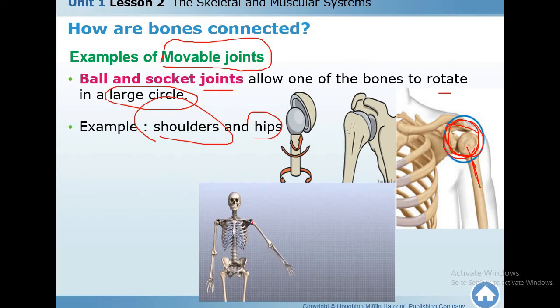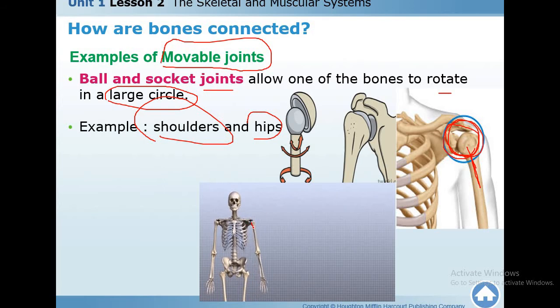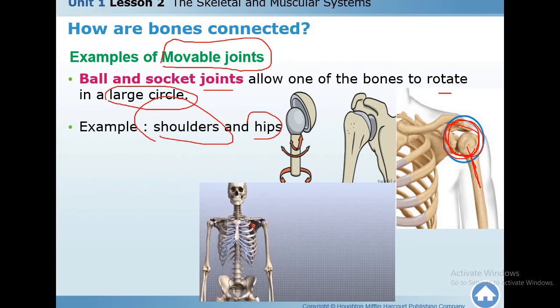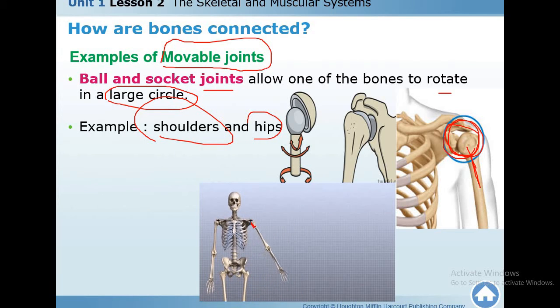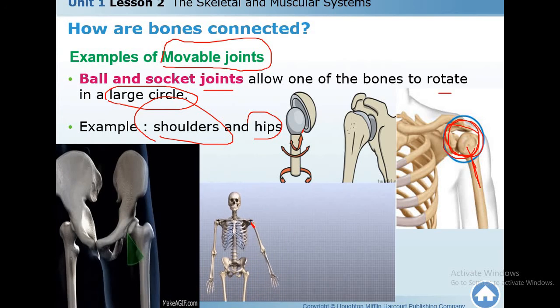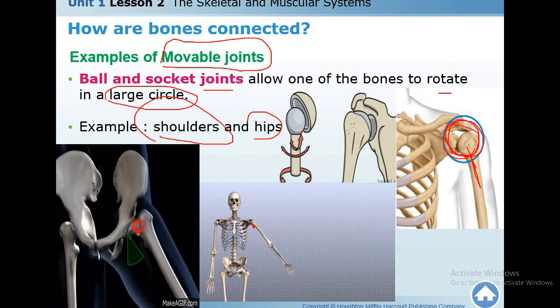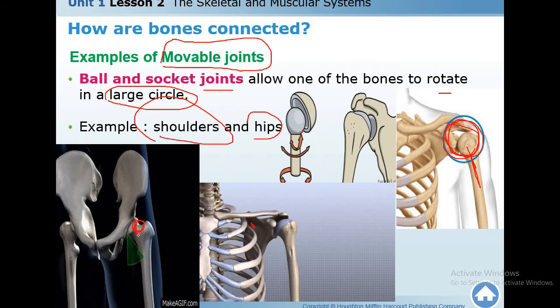Look here, this bone rotates in a large circle. So a ball and socket joint allows one of the bones to rotate in a large circle, like in the shoulder and hips. Look, this one is called a ball and socket joint. Okay, this type of joint is called a ball and socket joint.